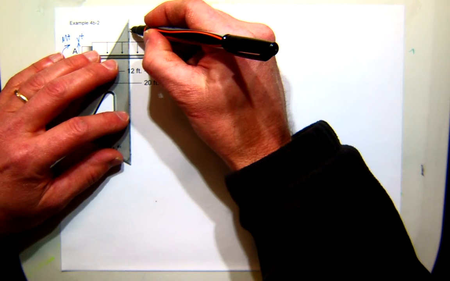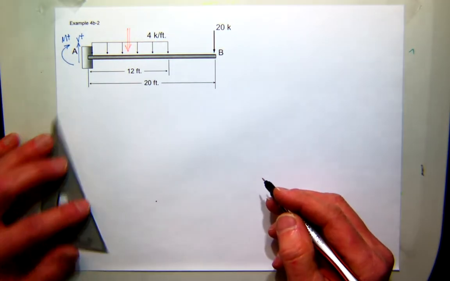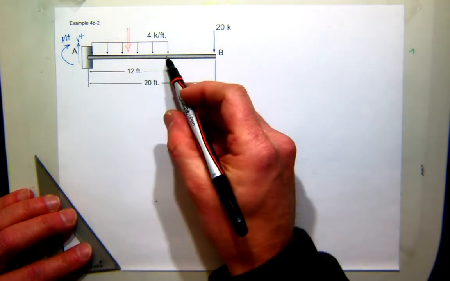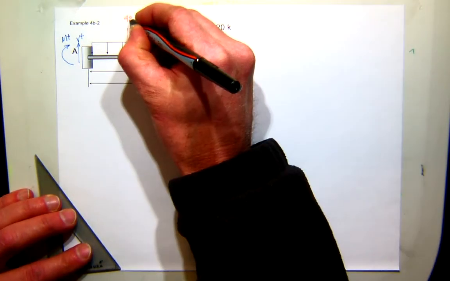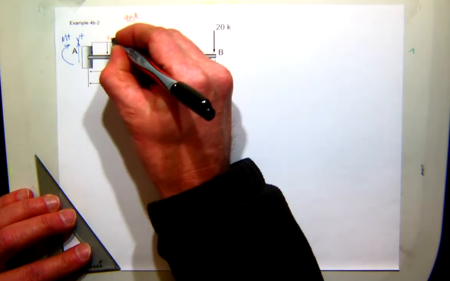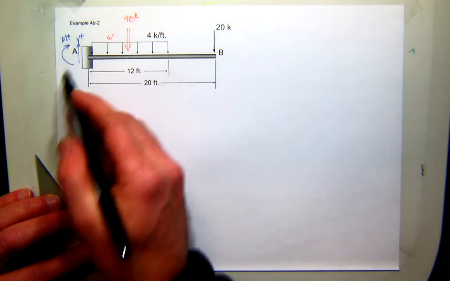And to make my calculations a little easier, I'm going to get a concentrated equivalent of that distributed load. It's a rectangle, so it's just going to be base times height, which is 48 kips. And the distance from A would be 6 feet. Okay? So I'm just now going to use my equations of equilibrium to find these reactions.